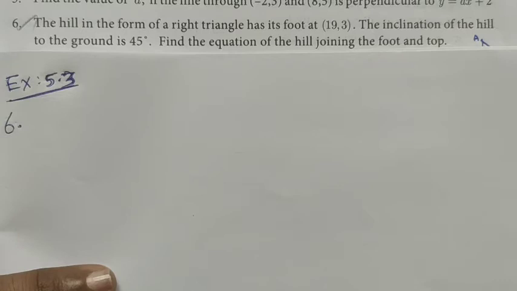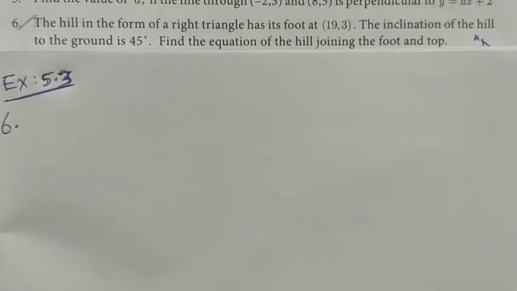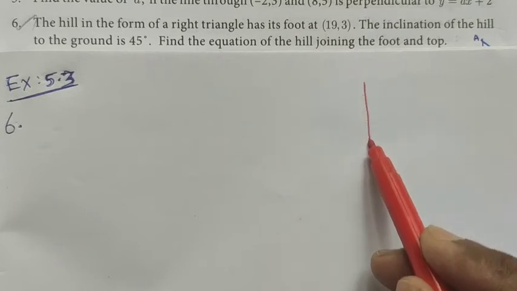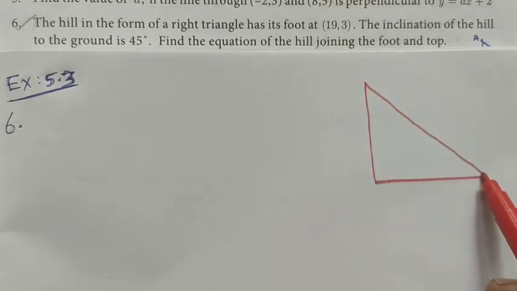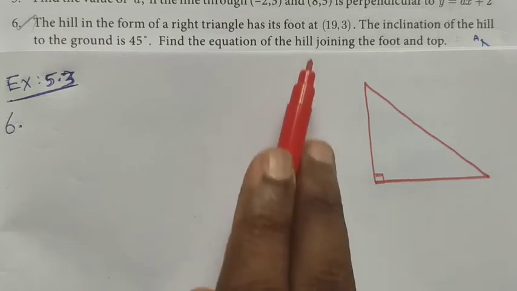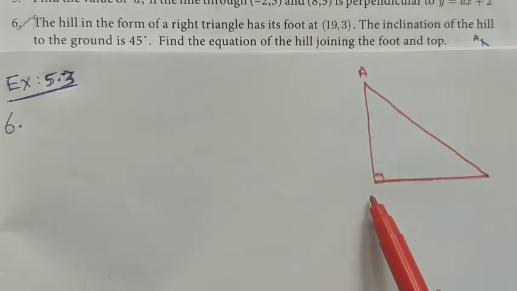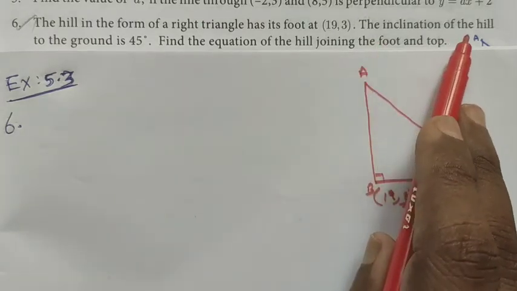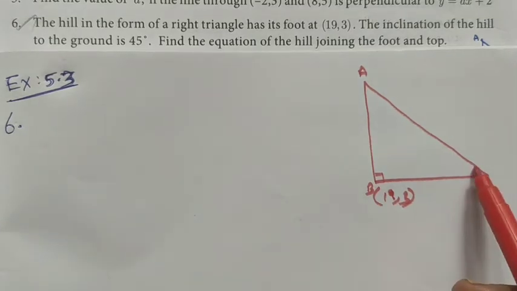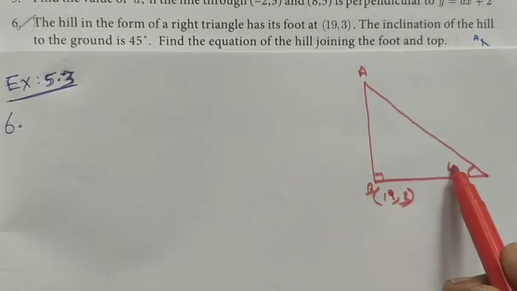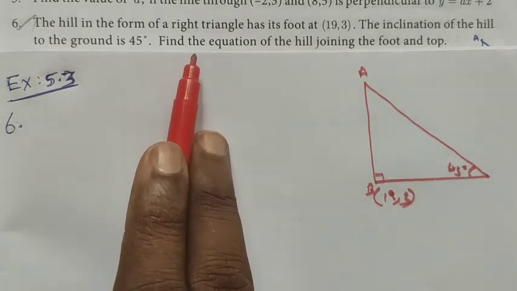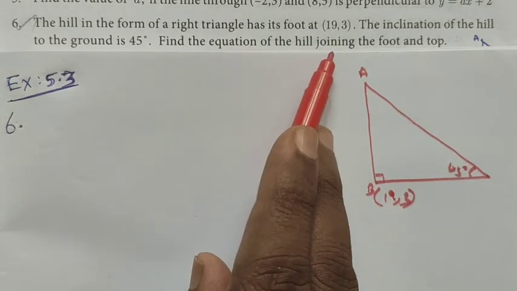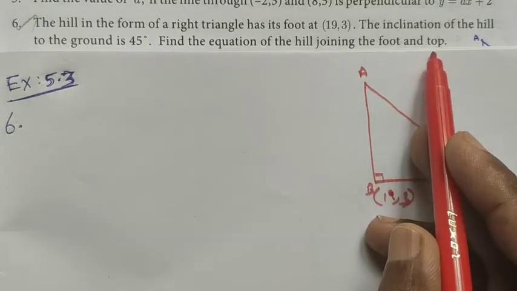Thank you students. Hi students, class 10, exercise number 5.3, question number 6. The hill in the form of a right angle triangle has its foot at (19, 3). See, this is the hill. The hill is in the form of a right angle triangle, so it has a 90 degree angle. We take AB as the hill. The point B is (19, 3). The inclination of the hill to the ground is 45 degrees. Find the equation of the hill joining the foot and the top.